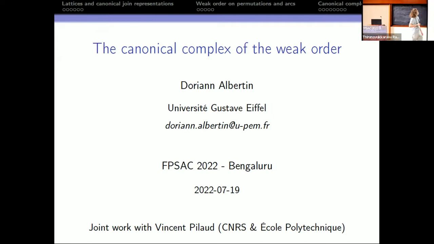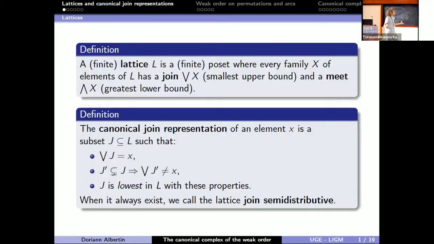As a brief outline, the first thing I'm going to talk about are basic recollections on lattices and canonical join representations. Afterwards, I'll be able to introduce the weak order and permutations that have been introduced in the previous talk, but I want to have a very specific point of view for the type A Coxeter groups. And finally, I'll be able to introduce what we've been working on with Vincent. Okay, so let's start easy.